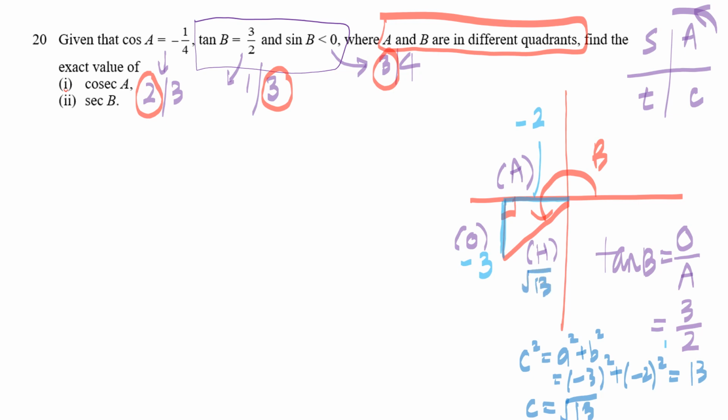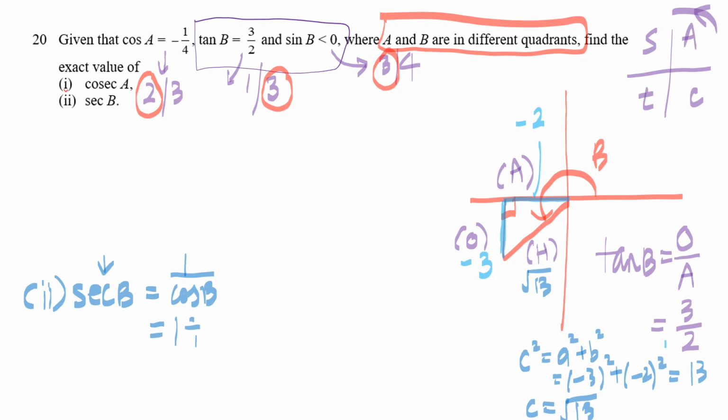Okay, so from here you're able to find the value for cosine B. So we can do part 2 first. So part 2, secant B is equals to 1 over cos B. One way to remember it is to just look at the third letter. It's a letter C, so 1 over cos B. So it's 1 divided by cosine B, which we can find.